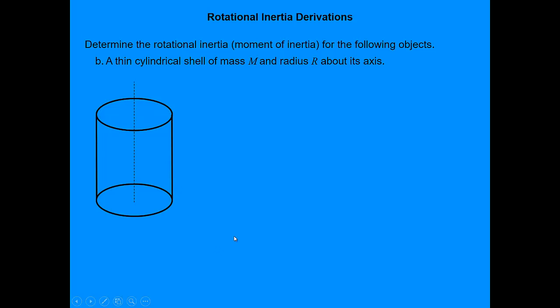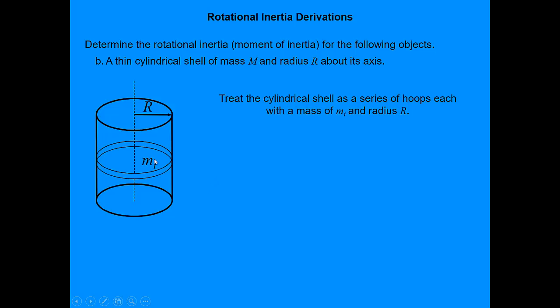We could do this with calculus, but we've already kind of done the calc. So what we're going to do instead is we're going to break up this cylindrical shell, which has a mass M and a radius R, into a series of hoops. Each hoop will have a mass increment m_i, and each hoop also has a radius R because the whole cylindrical shell does. And then we're going to sum up the rotational inertia of all of these little hoops, right, from the bottom to the top. With me? So we're going to slice this, if you will, into hoops, and then we're going to add all those hoops together to make the shell.